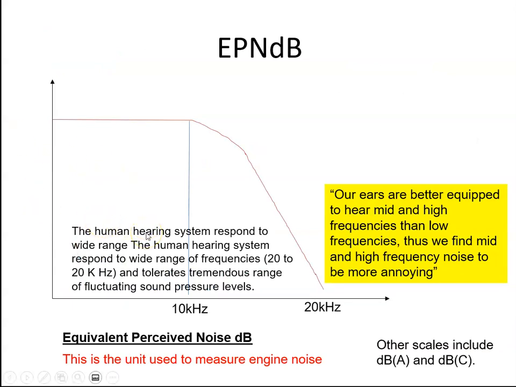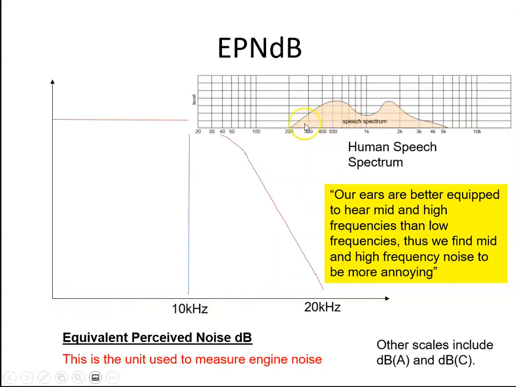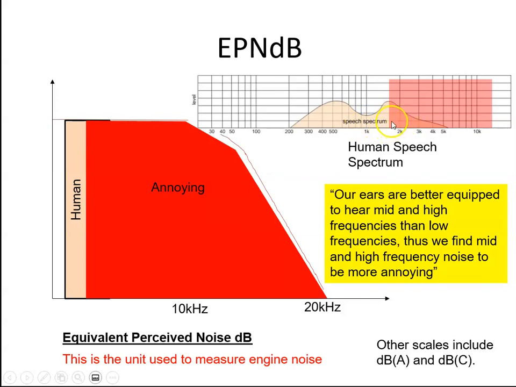The human hearing system responds to a wide range of frequencies, from about 20 hertz up to 20 kilohertz. And sound is generally in the 200 to 5K range, but mostly around here. I mean, normal for human speech. But frequencies around 2K and upwards tend to annoy our ears.